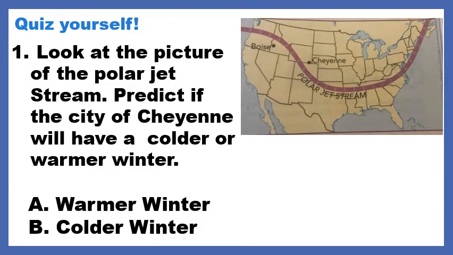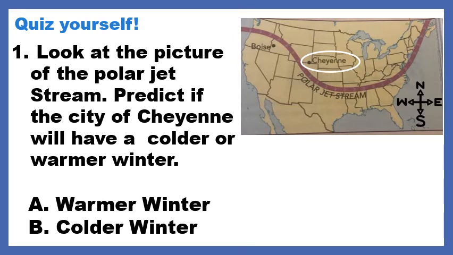Okay, so let's try to put what we just learned into action. This is a picture of your textbook, and I want you to look at the polar jet stream, which is in purple. It's also labeled. I want you to predict if the city of Cheyenne, which is right here, will have a colder or warmer winter. A, if you think it's going to be a warm winter based on the polar jet stream. B, if you think it's going to be a colder winter.